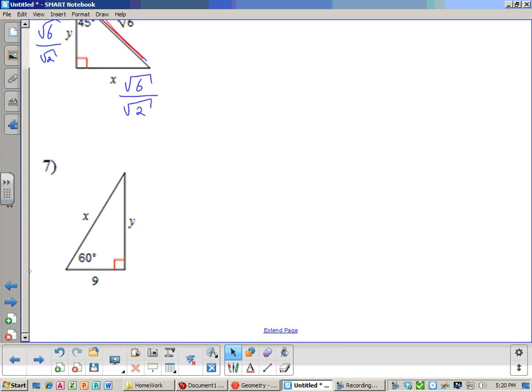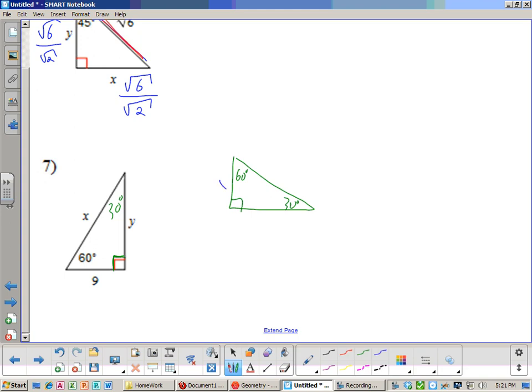Number 7, now this is different because this is not a 45, 45, 90. This instead is a 30, 60, 90 triangle, right? We learned about these. A 30, 60, 90 triangle follows a certain formula. 30 degrees, that's 60 degrees, that's 90, right?